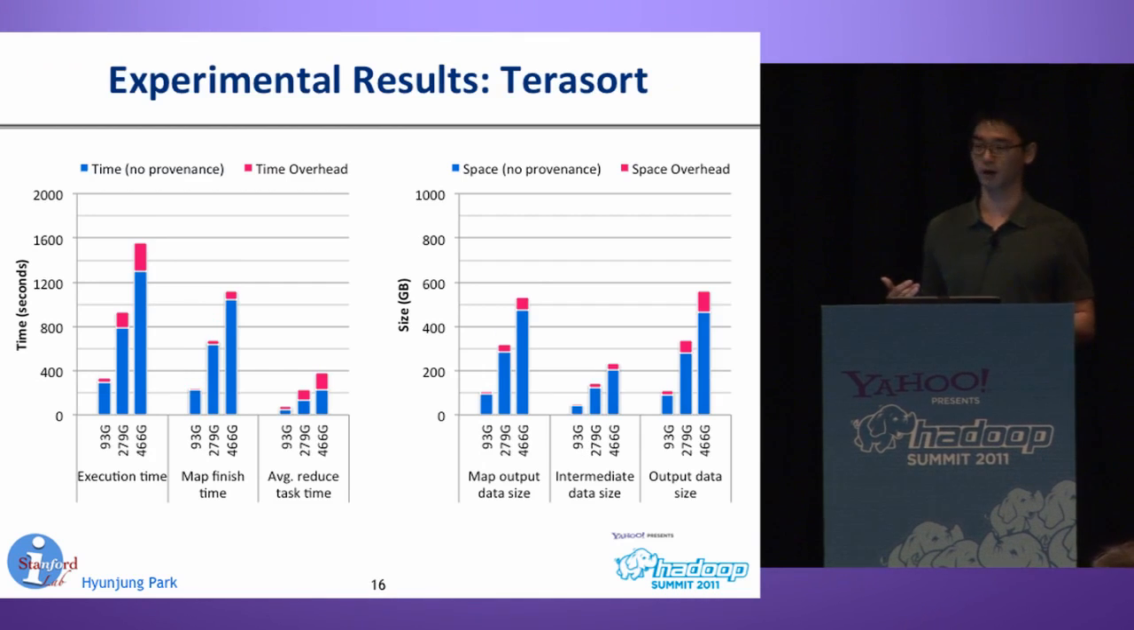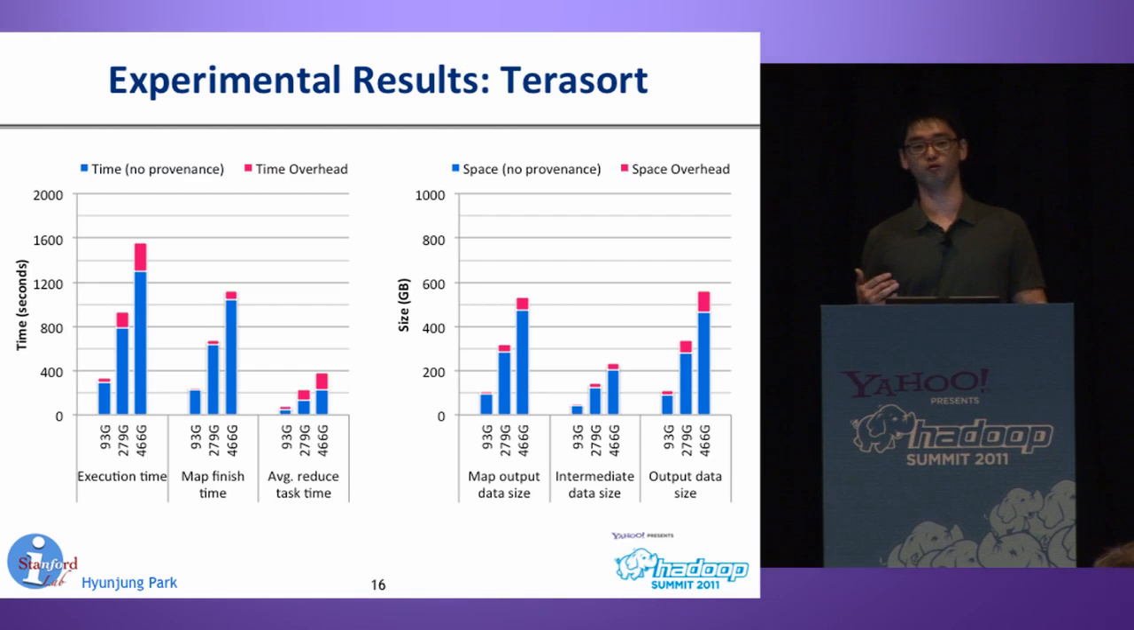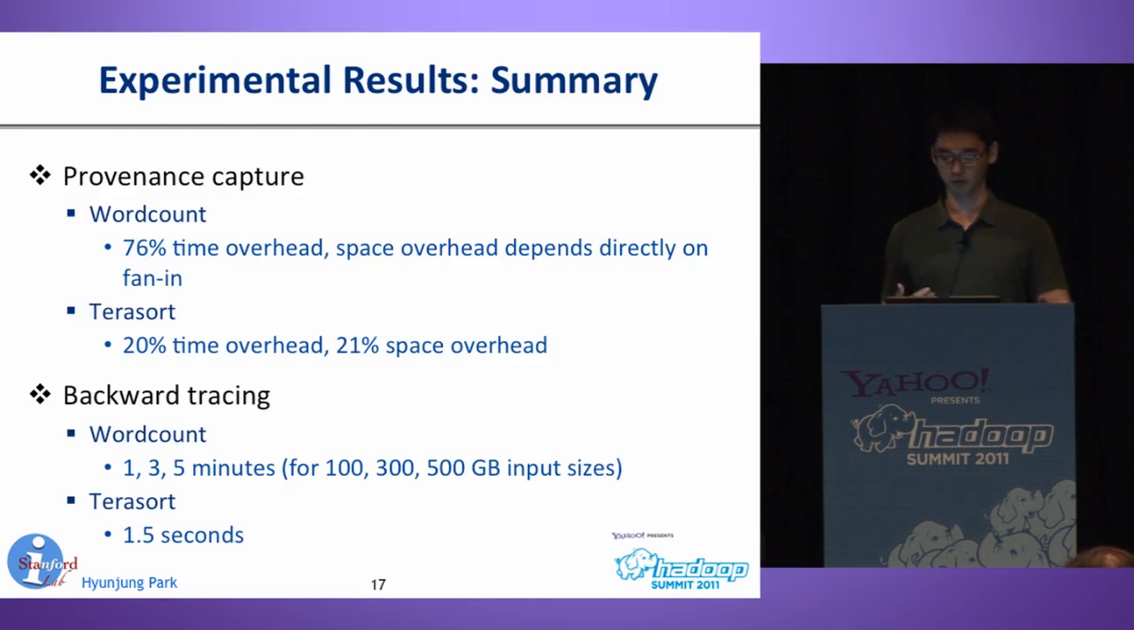Same thing for the Terasort. In this case, each record we are sorting is 100 bytes, so the effect of provenance information is smaller than the previous case. Overall, time and space overhead are about 20 and 21%. So to summarize the experimental result, provenance capture has some reasonable time and space overhead: for word count, 76% time overhead, and for Terasort, about 20% time and space overhead.